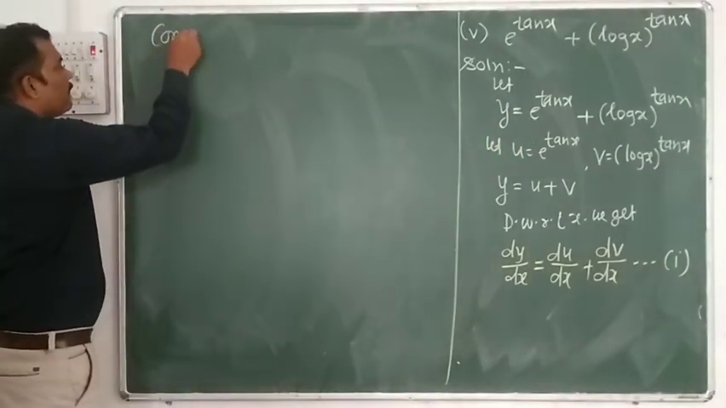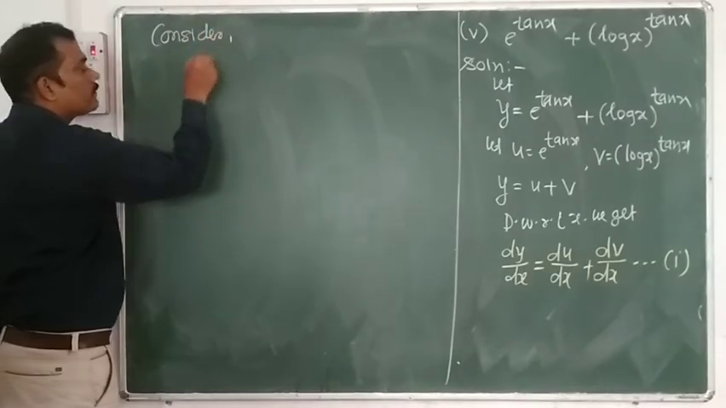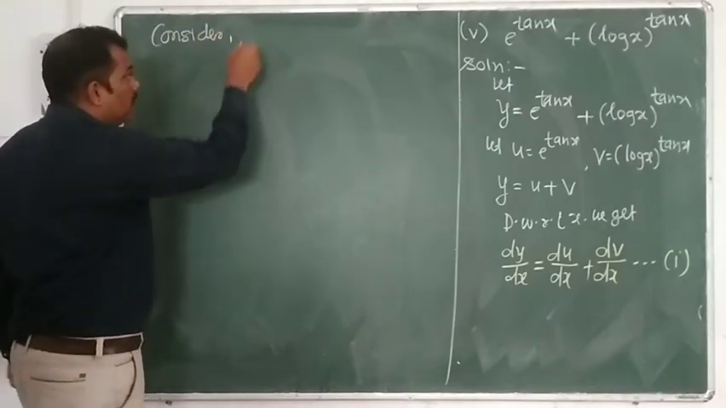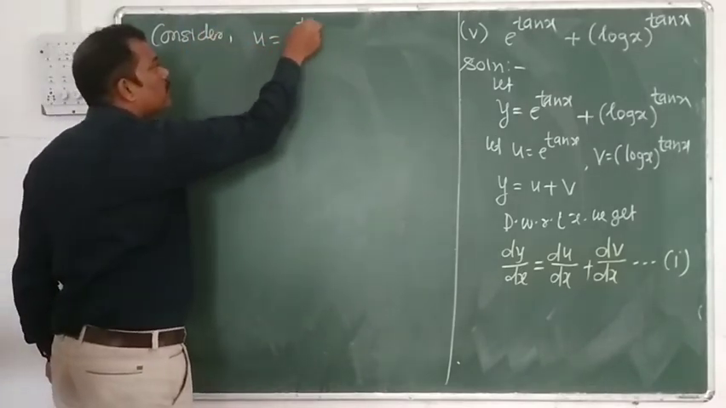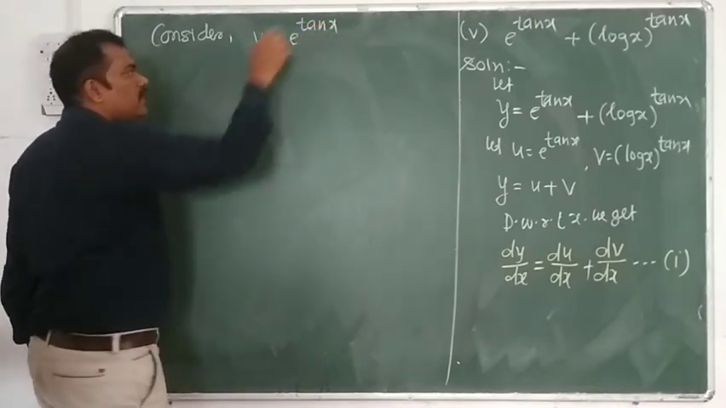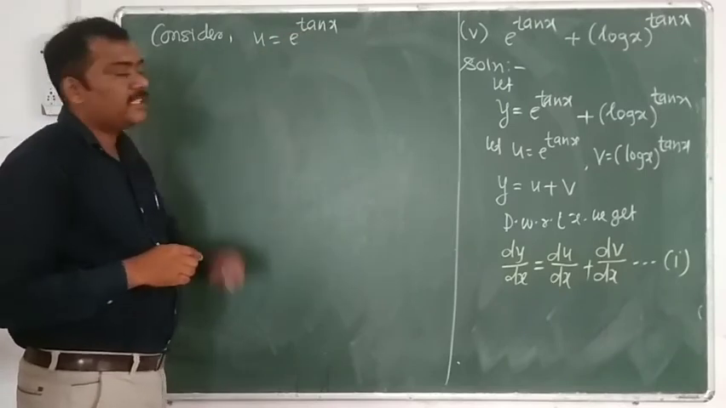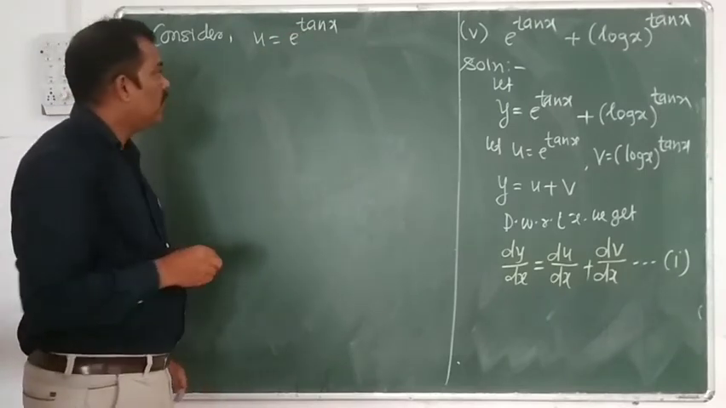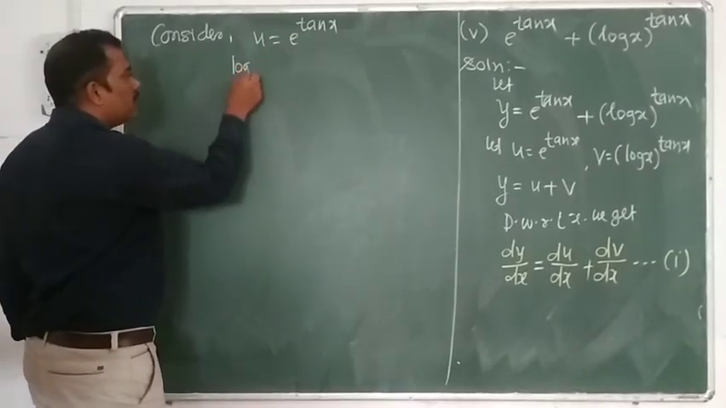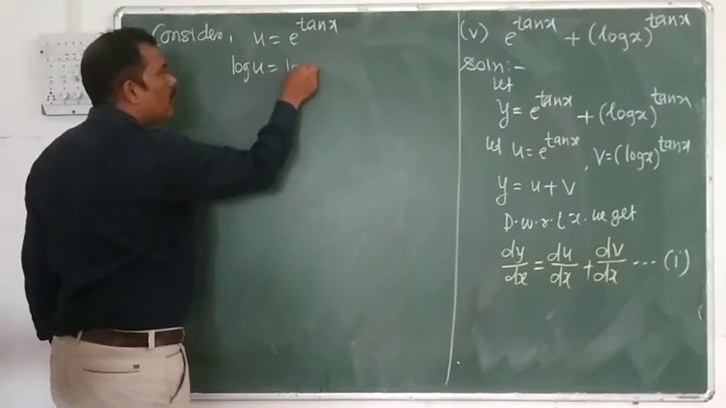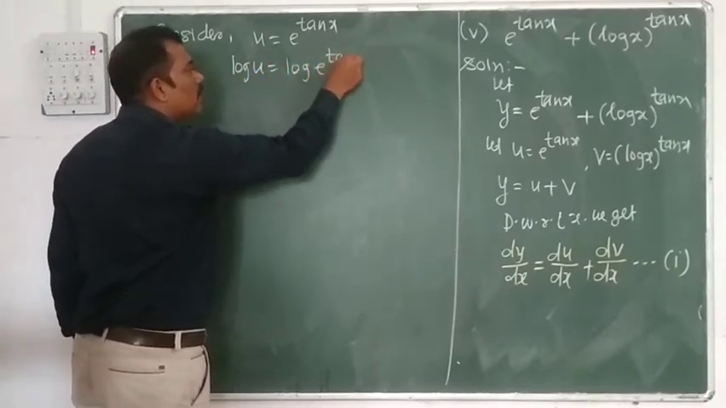Consider u is equal to e raised to tan x. Here, function raised to function. Base is the exponential function, index is the trigonometric function. So we have to take the log on both sides. That is, log of u is equal to log of e raised to tan x.